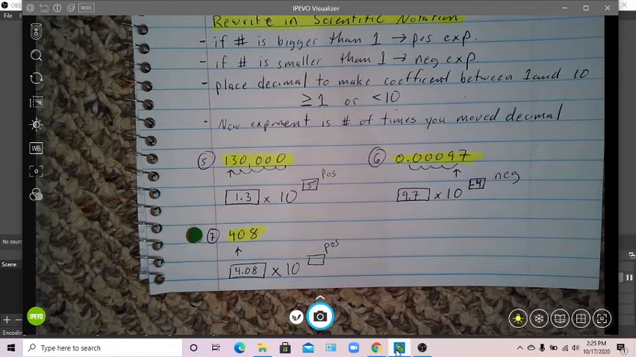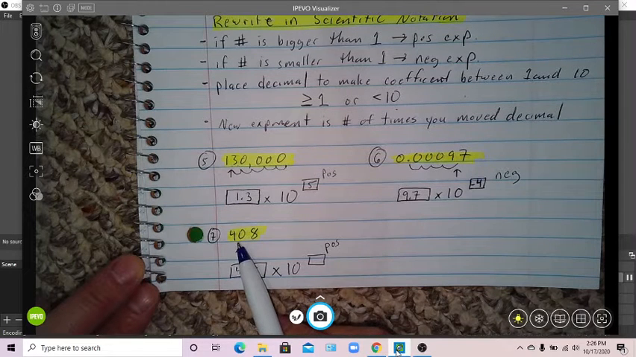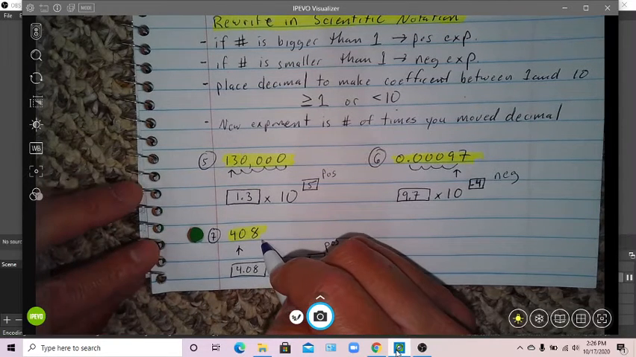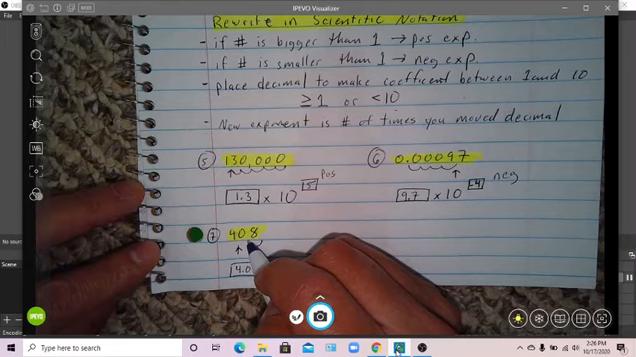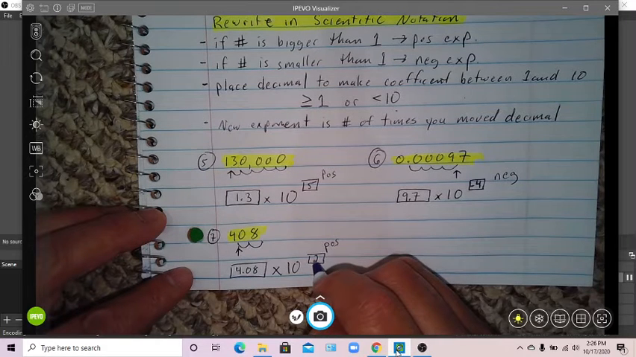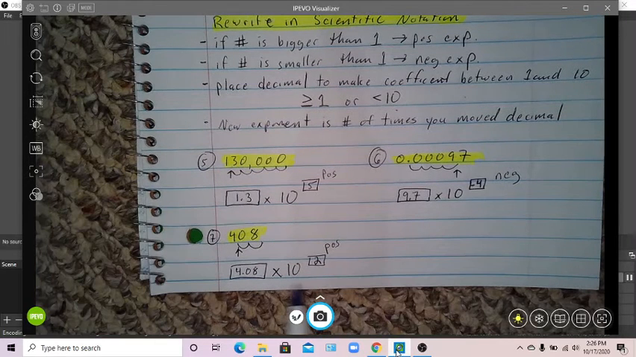Now, let's see how many times I had to move the decimal. I want it between the 4 and the 0. Right now, it's at the end of the 8. It's to the right of the 8. So let's see how many times I had to move it. Let's move it 1, 2 times. Past the 8 and past the 0. So this will be a positive 2. 4.08 times 10 to the second power is the same as 408.